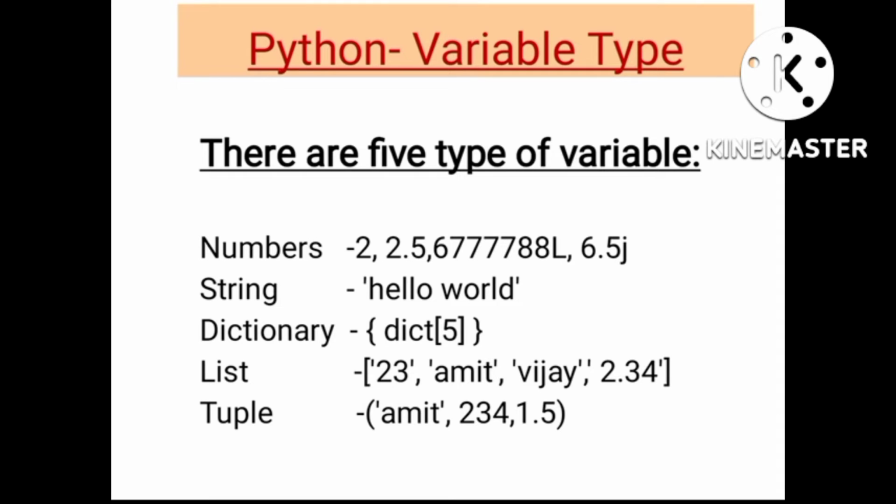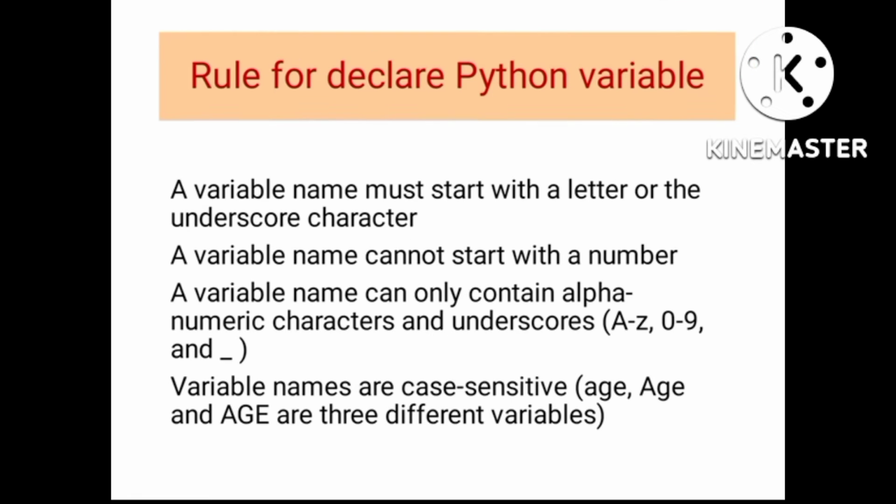Variable types. There are 5 types of variable. Numbers, for example 2, 2.5, 6.5j. String, for example hello world. Dictionary. List. Tuple.